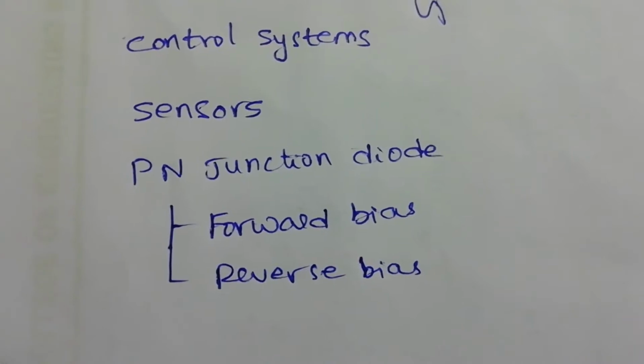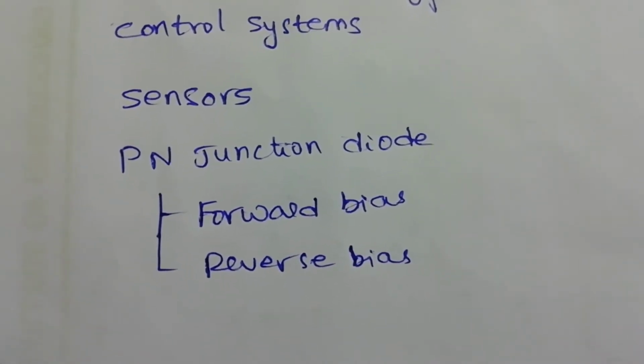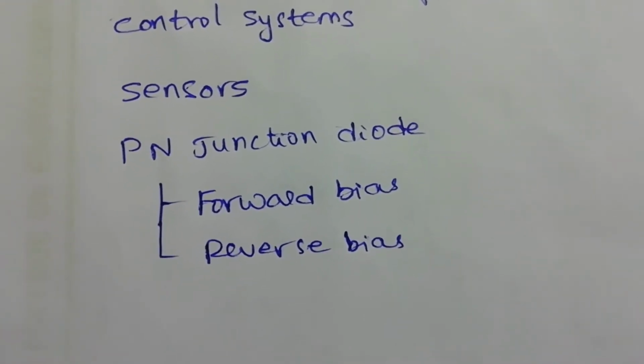Now in this lecture we discuss control systems, sensors, the PN junction diode, forward bias and reverse bias. These are the major topics in mechatronics.